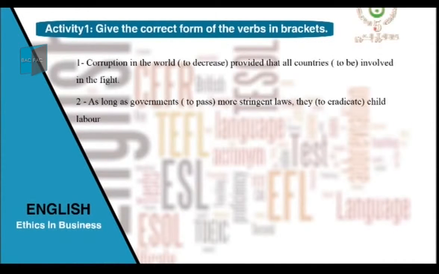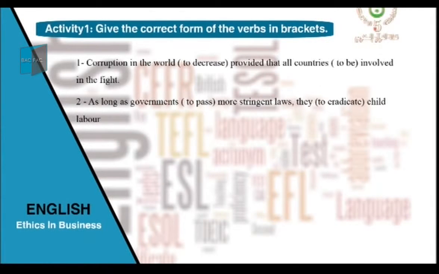Give the correct form of the verbs in brackets. Let's start by reading the sentences first. Sentence 1. Corruption in the world to decrease, provided that all countries to be involved in the fight. Second sentence. As long as governments to pass more stringent laws, they to eradicate child labor.